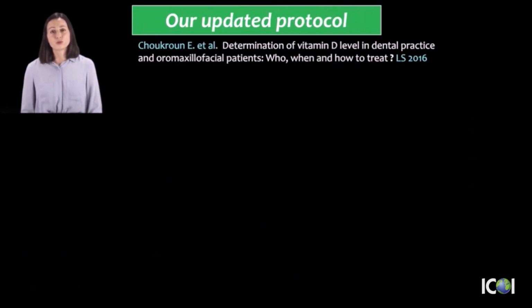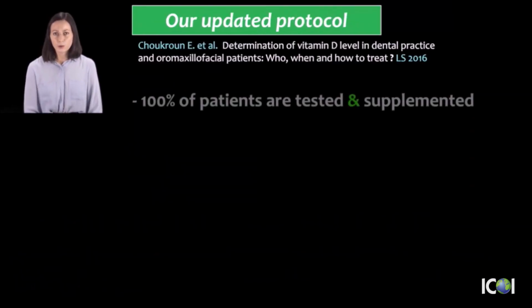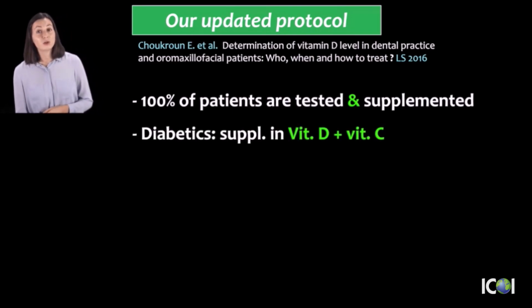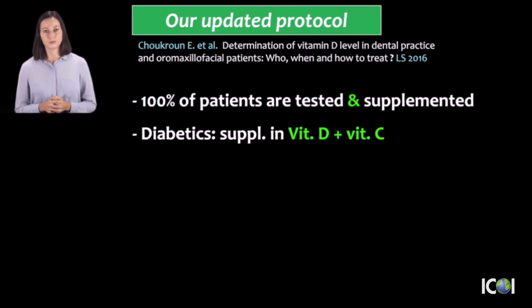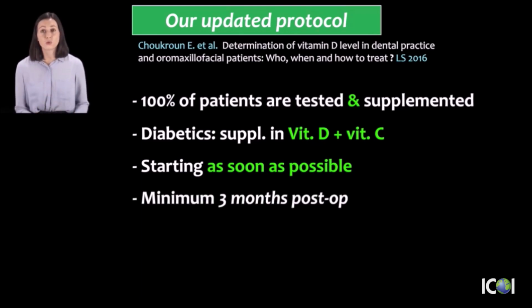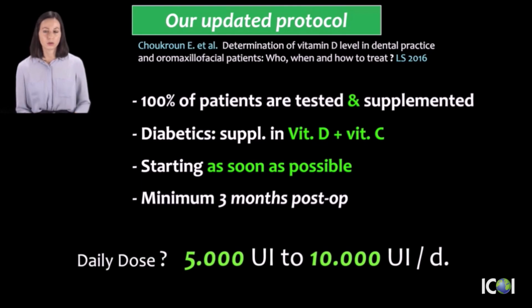So our protocol, we test and we supplement all patients. Remember, 30 nanograms is not enough. For diabetics, we give them vitamin D, but also vitamin C, because they are deficient in vitamin C, a powerful antioxidant. We have to start as soon as possible and maintain this supplementation for at least 3 months, the healing period. The dose should be from 5,000 to 10,000 units a day.